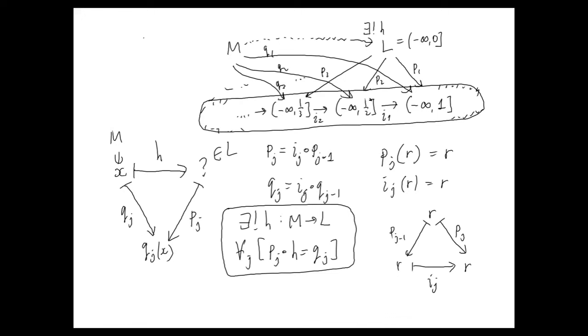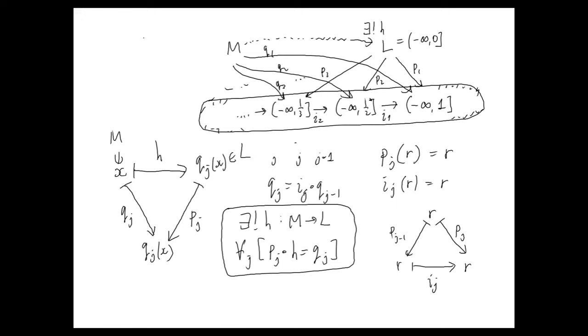Yep, I agree. This would then have to be Qj of X. There is no other choice, since each of these Pj's will only map Qj of X to Qj of X. It cannot map anything else, because we said already that Pj maps every R to itself. So it seems like there is indeed at most one H. We are forced to map X to Qj of X, right?